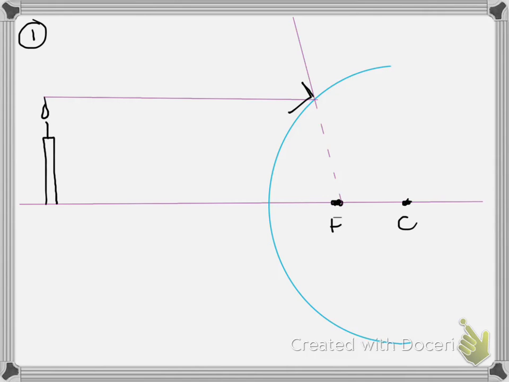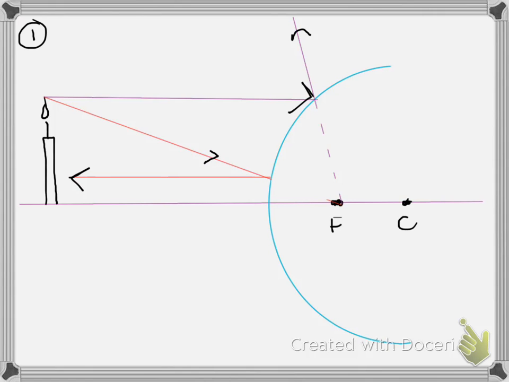Okay, our next ray connects the object to the focal point inbound. And remember, you don't want to show any of the inbound ray behind the mirror. There are no inbound rays behind the mirror. Nothing can go through the mirror. The reflected ray comes back parallel to the principal axis, and there's our outbound. So that was inbound, that was outbound.